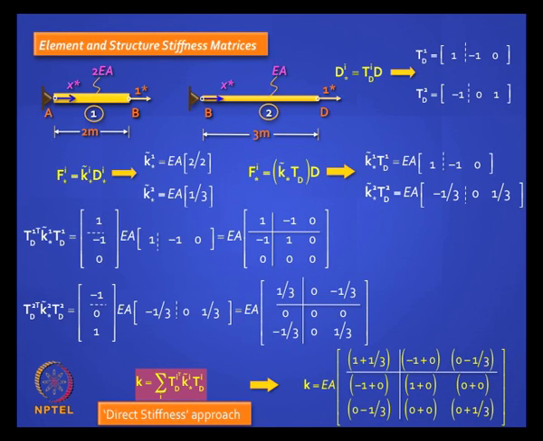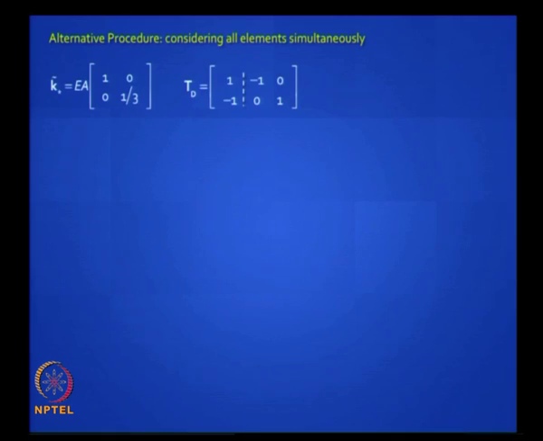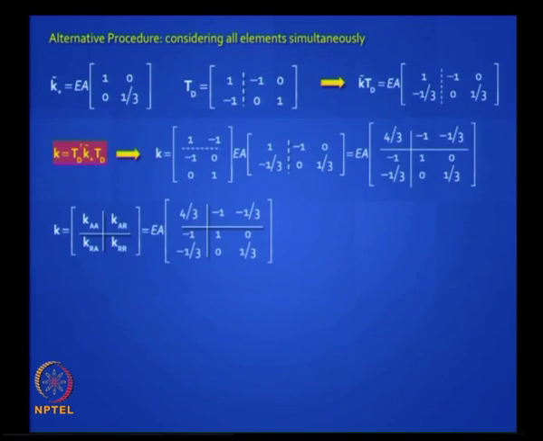This element by element approach is sometimes called the direct stiffness approach, but you can do it alternatively by taking the full K star diagonal matrix, the full TD matrix and do the same operation, go through these steps and you will get the same matrix. Is it clear? 2 ways of doing it. Do it element by element, add up their contributions in the structure stiffness matrix or do it in one shot.